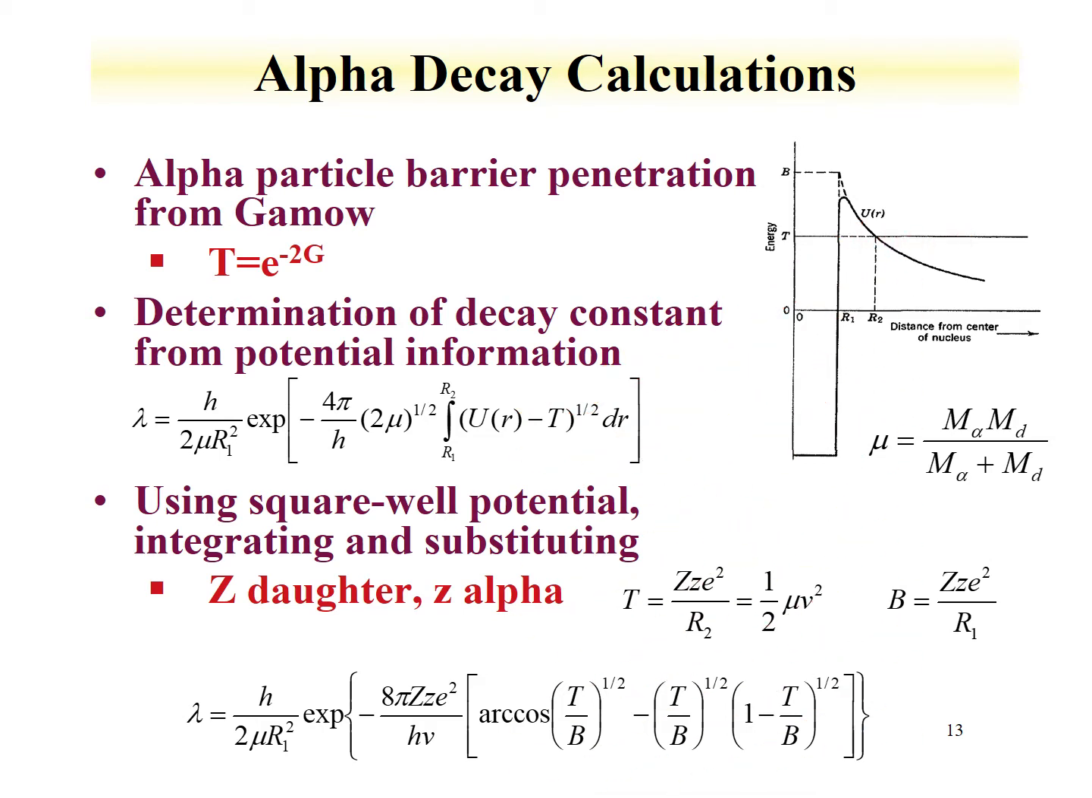So we can use this equation, use the square wave potential, integrate and substitute. The equation comes out to be this term, where we get the decay constant is equal to a number of factors. The Z, the large Z here, is the daughter. The small z is the alpha particle. And we also have some other terms here, T and B, which are just functions of Z, the radius, or we can talk about it in terms of the mass, and the B and the radius.